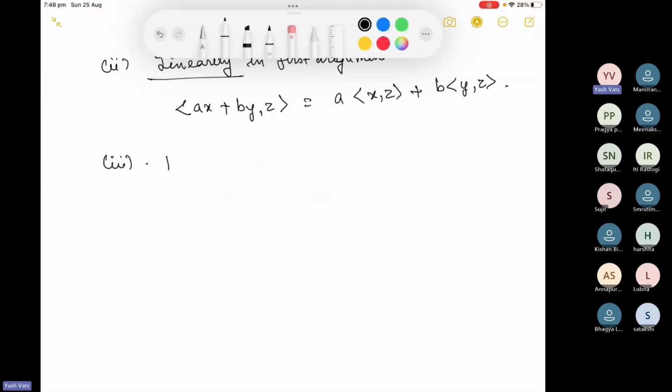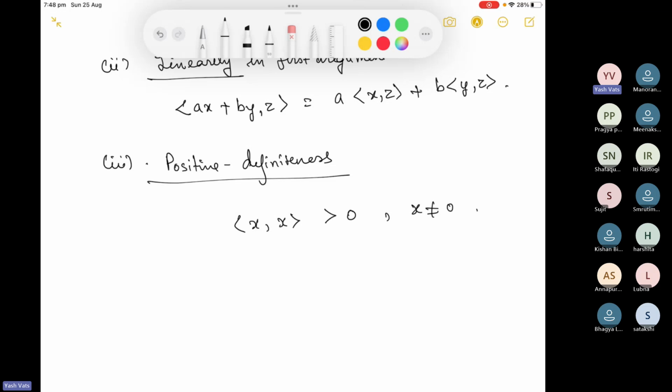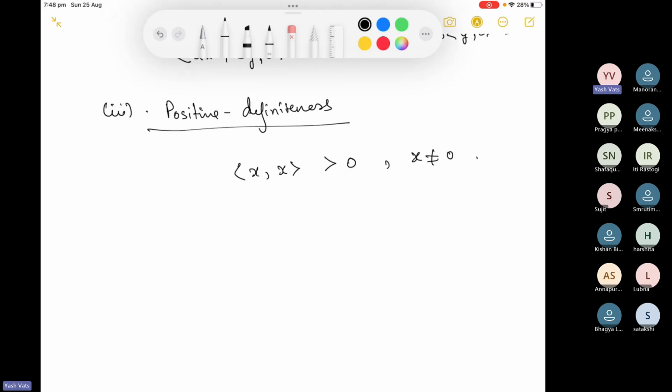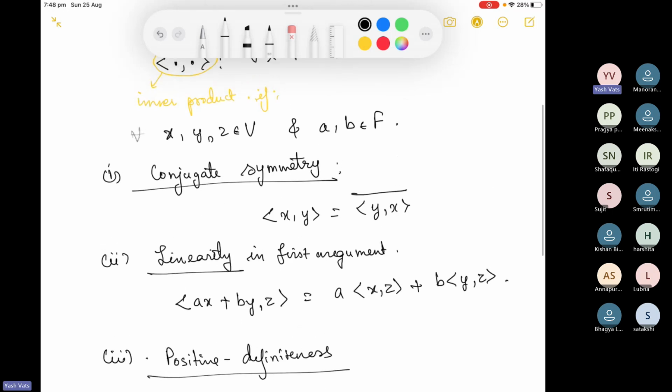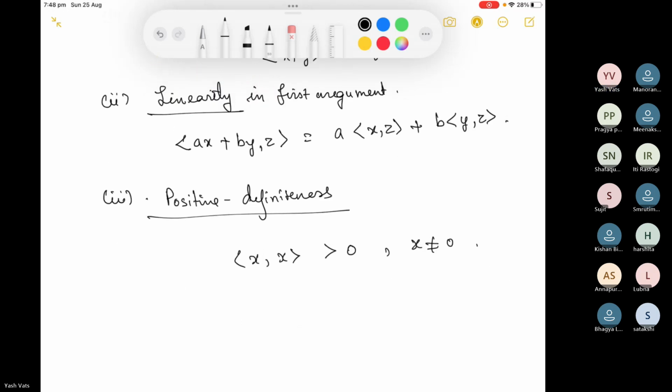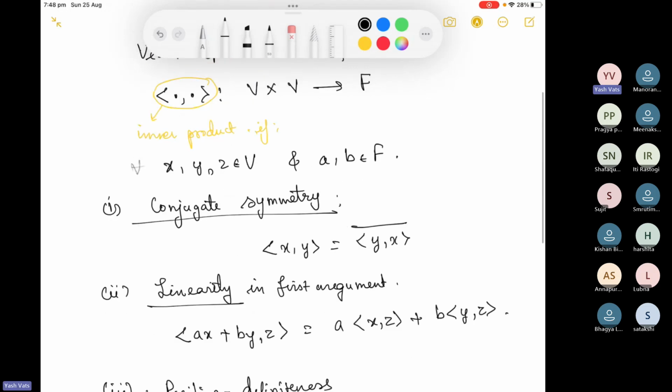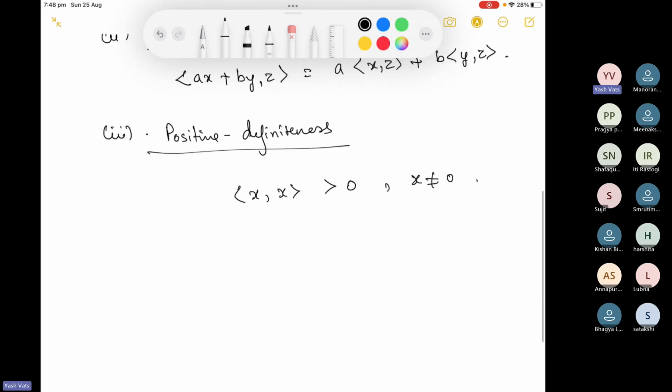Third property is positive definiteness: x inner product x is greater than 0 if x is nonzero. Okay, is this clear to everyone? Three properties. Yes, so that is the definition of inner product. Okay, now we have some questions that you're going to try.